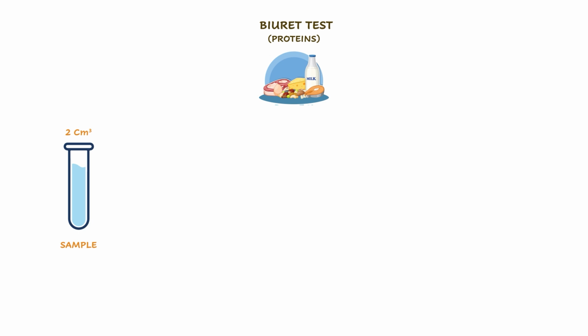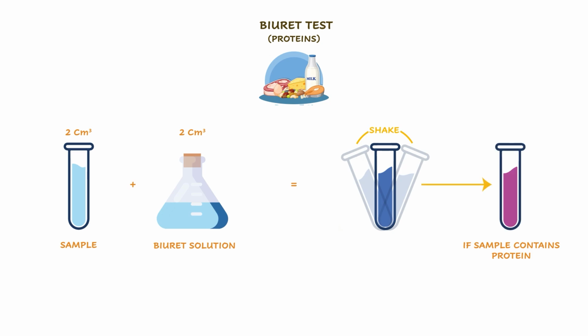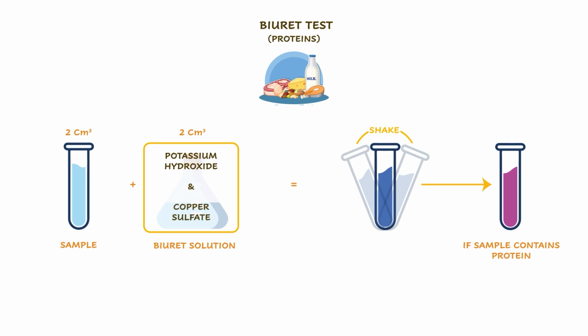Now let's look at the Biuret test, which is used to identify proteins. For this, you only need 2 cubic centimeters of your sample in a test tube. Add 2 cubic centimeters of Biuret solution. It starts off blue. Give the tube a gentle shake. If protein is present, the solution will turn pink or purple. If you're taking the Edexcel course, you may be asked to use a more specific method. Add potassium hydroxide, followed by copper sulfate.